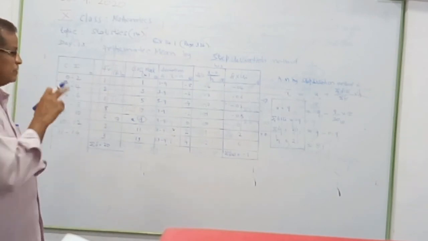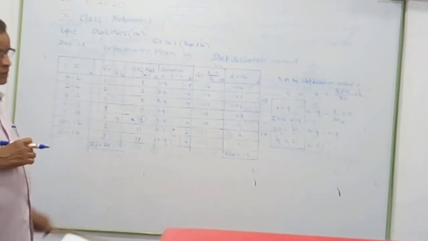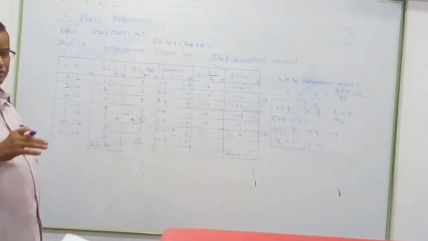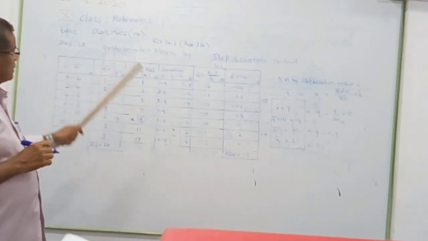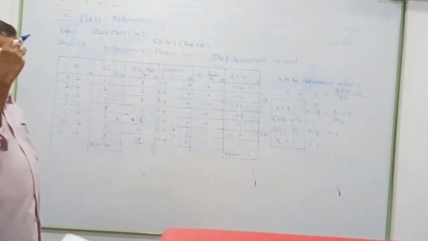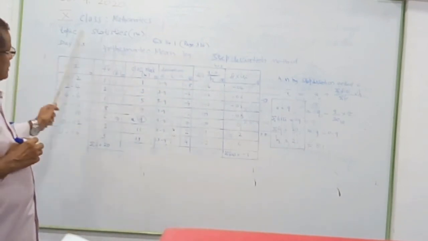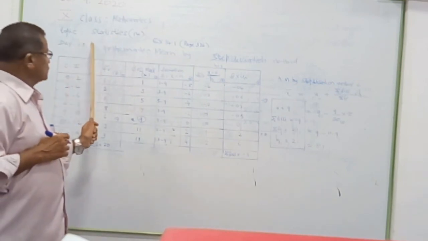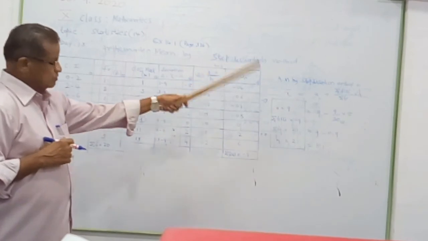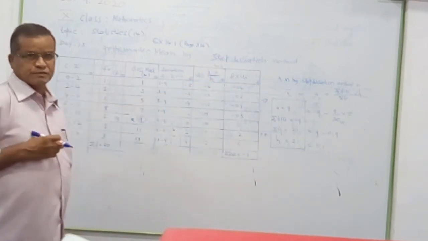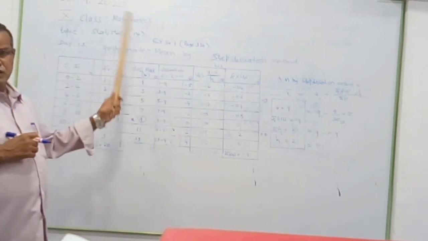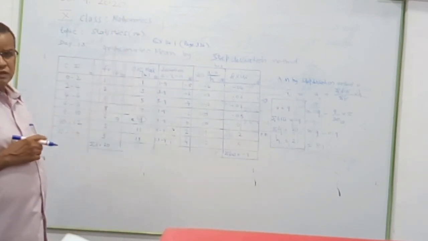But in exam they will ask only one method. Calculate arithmetic mean by direct method means you do direct method. Arithmetic mean by deviation method means you do by deviation method only. Solve by step deviation method means you have to follow this method. So according to the question you have to solve the problem.